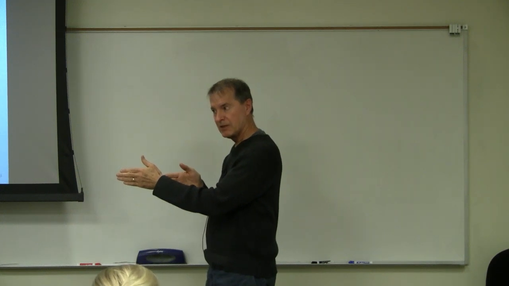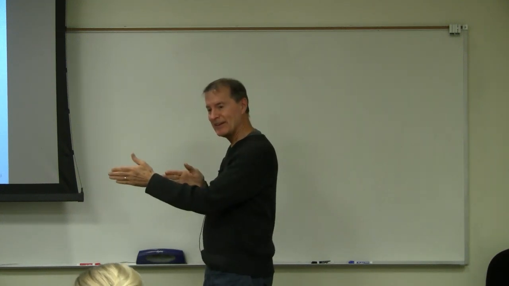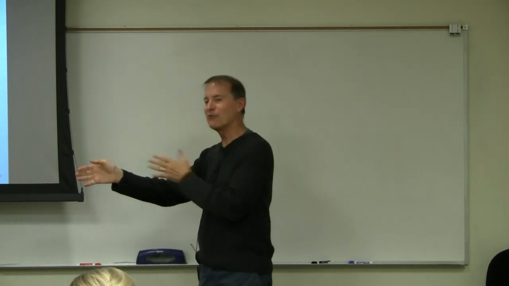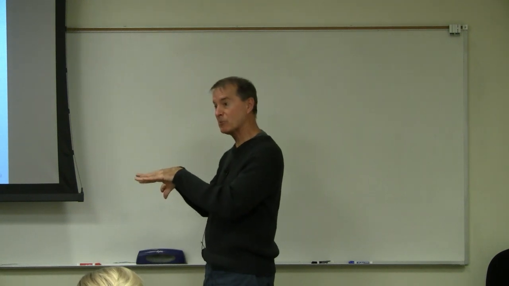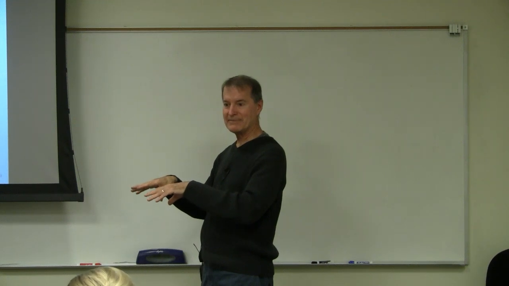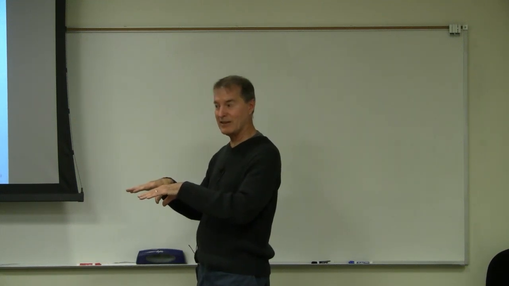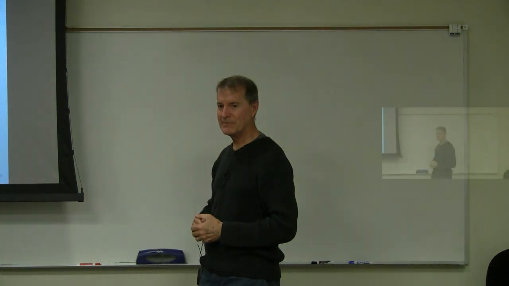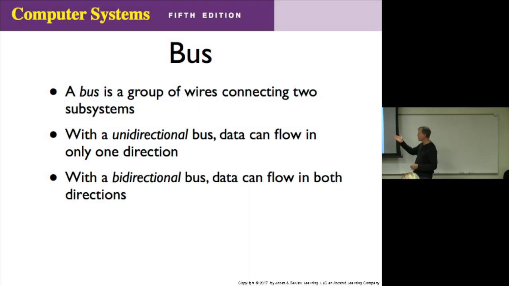Is everybody with me? We would need a send wire from the memory to the CPU and a receive wire from the memory to the CPU, and they'd have to be duplicated. And suppose you have like a 64-bit wide bus. It'd be 128 wires instead of 64. Now, do you see what the problem is? But that's what happens with a unidirectional bus. Data can only flow in one direction because of this gate problem.